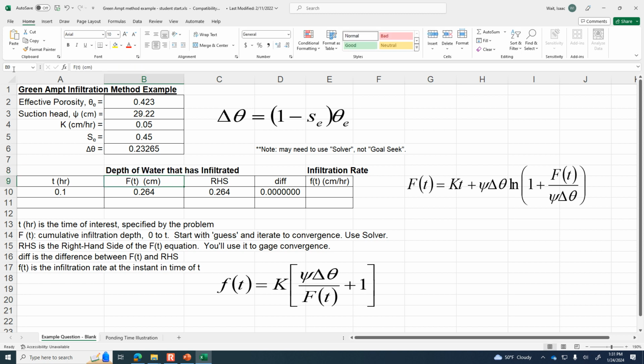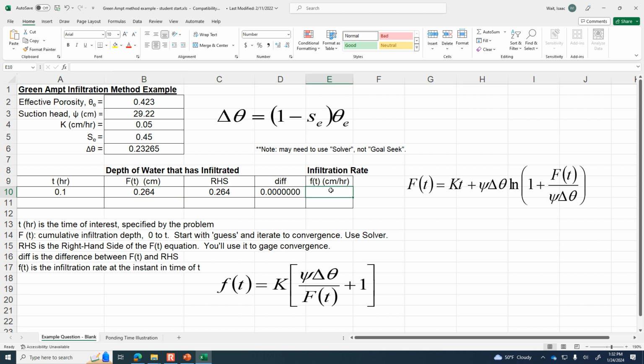Because how far has it infiltrated? To know the infiltration distance, we'd have to divide this depth by 0.232, and then that would tell us the infiltration distance. So this is just telling us an amount of water. 0.264 centimeters of water for this particular soil. That's how much water would infiltrate in 6 minutes.